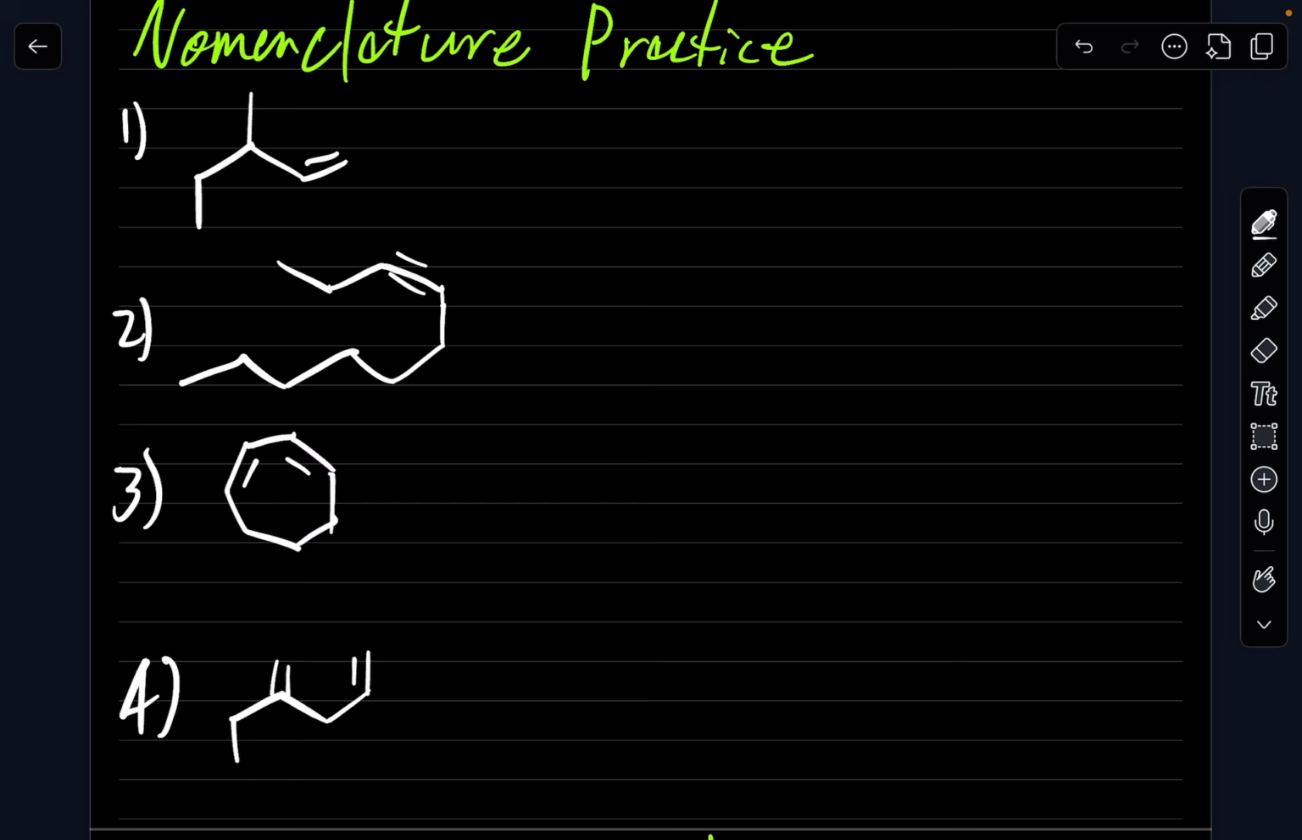Okay, so let's start with number 1. First, we want to identify the main chain. So that's going to be this line here. And there's going to be 1, 2, 3, 4, 5 carbons here. So that will make the base, or the main thing, pent.